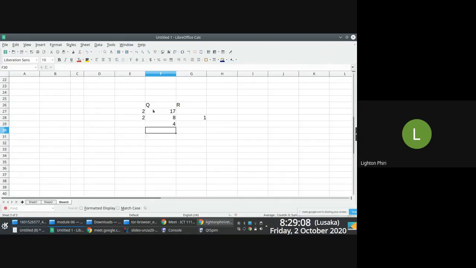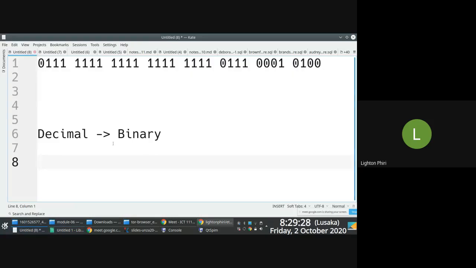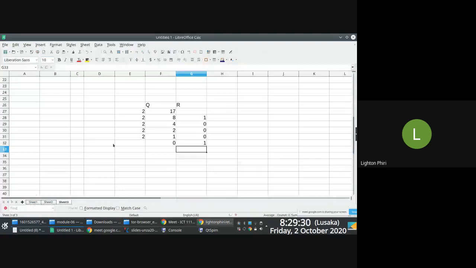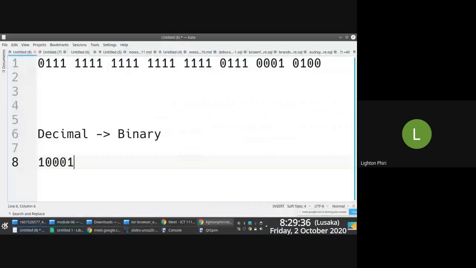2 into 8 is 4, remainder 0. 2 into 4 is 2, remainder 0. 2 into 2 is 1, remainder 0. Then 2 into 1 is 0, remainder 1. The answer is 1 0 0 0 1. You can't represent this, there will be an overflow if you try to represent this number using 4-bit representation. If you use 4 bits, you have to exclude the leading 1, which gives you 1. This is no longer 17, this is 1.